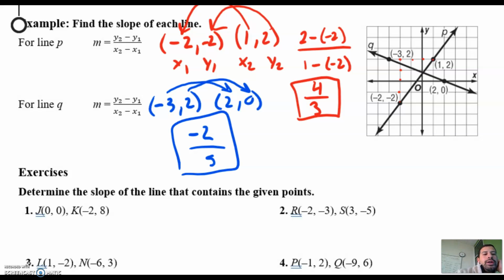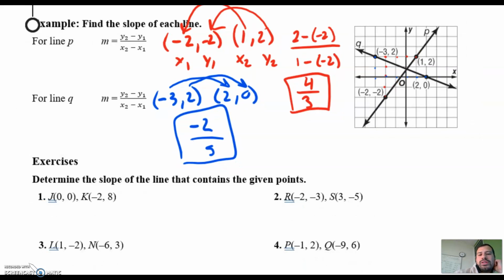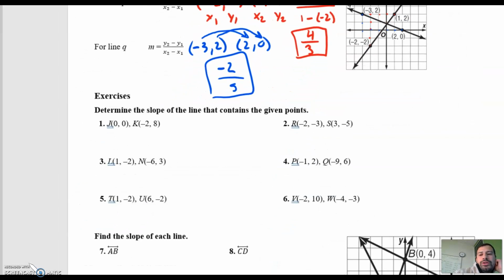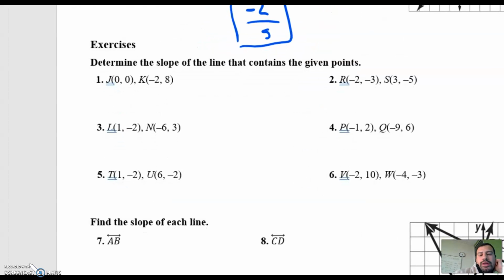I'm going to go back and check it here. If I go from point to point, looking at line Q, I'm going down 2 over 1, 2, 3, 4, 5, and -2/5 is the slope. All right, you guys give these ones a shot. Use the formula if you need to, or use the trick that I just showed you of counting the rise and the run. Go ahead and pause the video and take care of that now. Once you're done, resume the video. If you have questions, let me know in the live Zoom session.